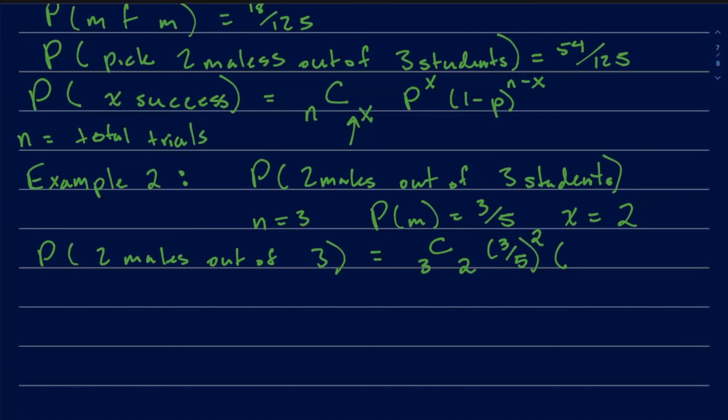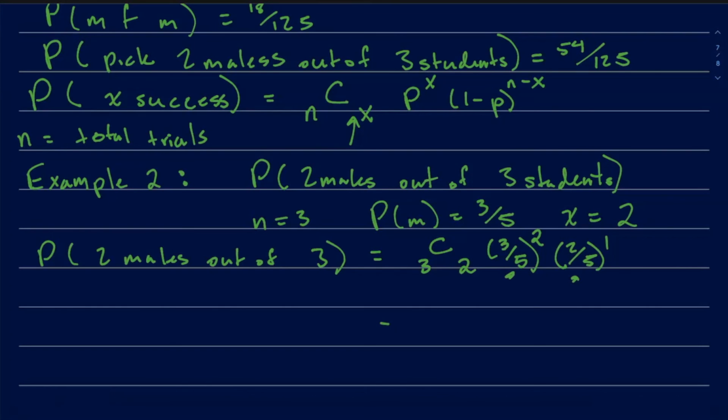If you pick two males, then the other person picked would be a female. And what's the probability you pick a female? It's 2 out of 5. I have to teach y'all how to add fractions. 2 out of 5. So these are the successes. These are the failures, basically. That'd be N minus X. N minus X would be 3 minus 2, which is 1.